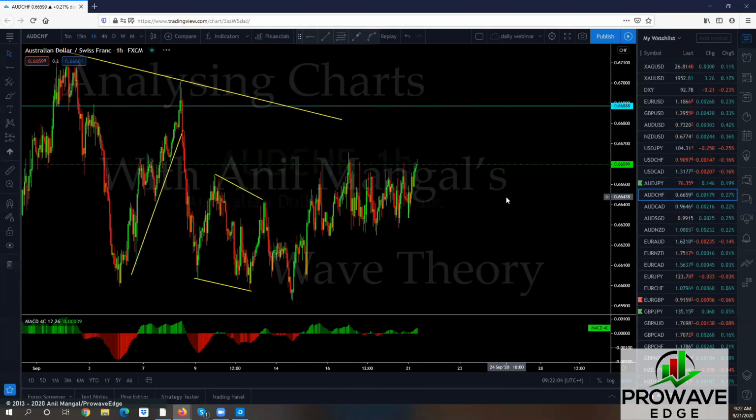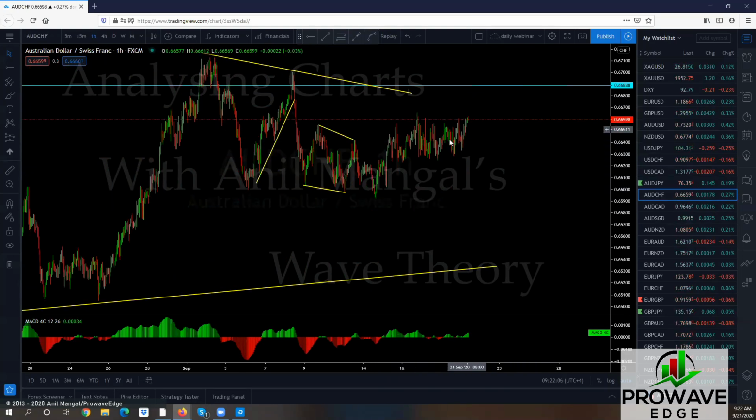Aussie Swiss, stay out of it. I think you have a good reason to stay out of this. It's going to eventually break to the downside, I think, because it's kind of a big consolidation. But probably stay out of it for now.